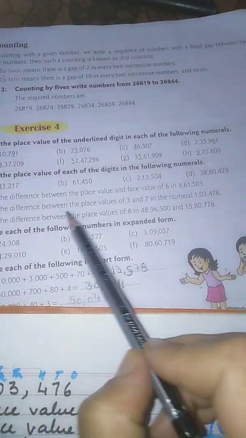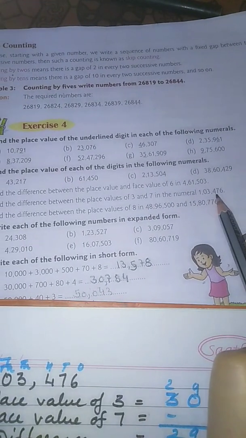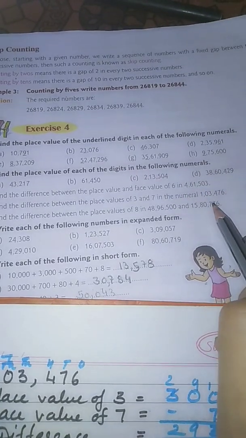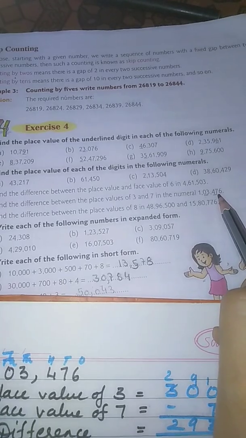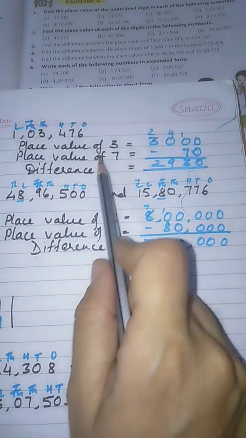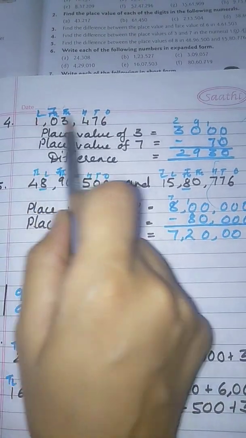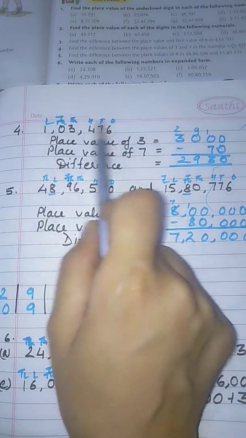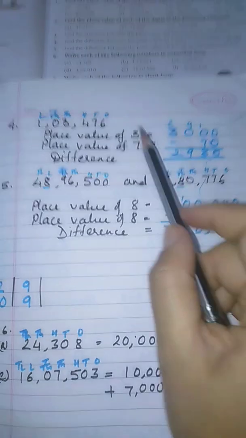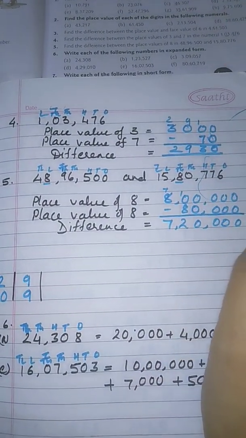Similarly, in the next question, find the difference between place values of 3 and 7 in the numeral 1,03,476. So you have to consider 2 digits, that is 3 and 7. So 3 is in thousands place and 7 is in tens place. So place value of 3 is 3000, and place value of 7 is 70. First see here, I have written place values first. So whatever question you are solving, first of all you have to write the place values, so you are very clear about what place you have to write. Subtract and find the answer.